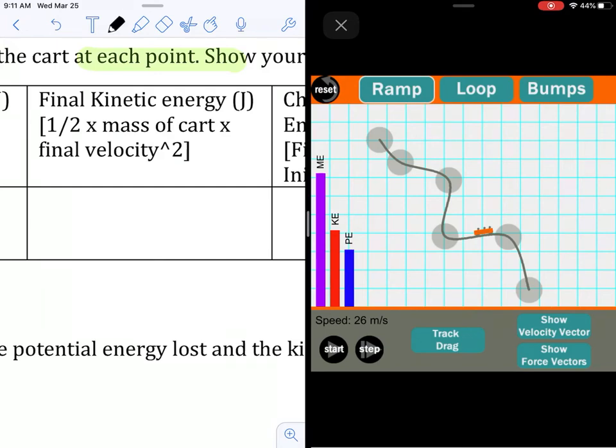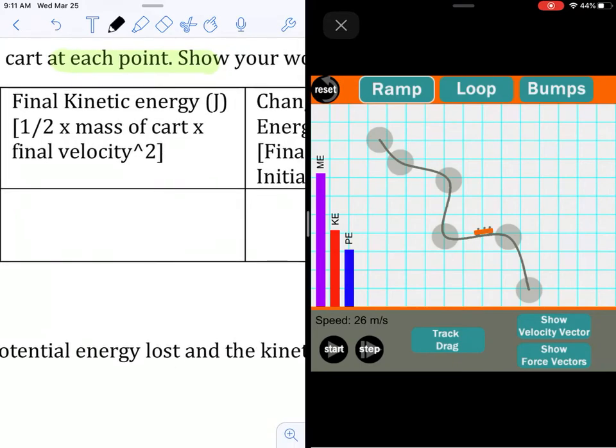Then we're going to do the same thing for our final kinetic energy using that same equation, 1/2 times the mass of the cart times the final velocity. Remember, the mass of the cart is 1 kilogram. I gave that to you. You found final velocity in the bottom left corner of your simulation, so you're going to go ahead and calculate that one.